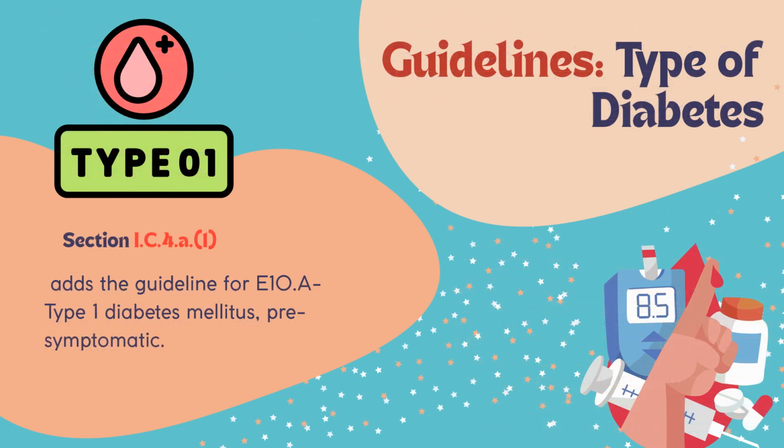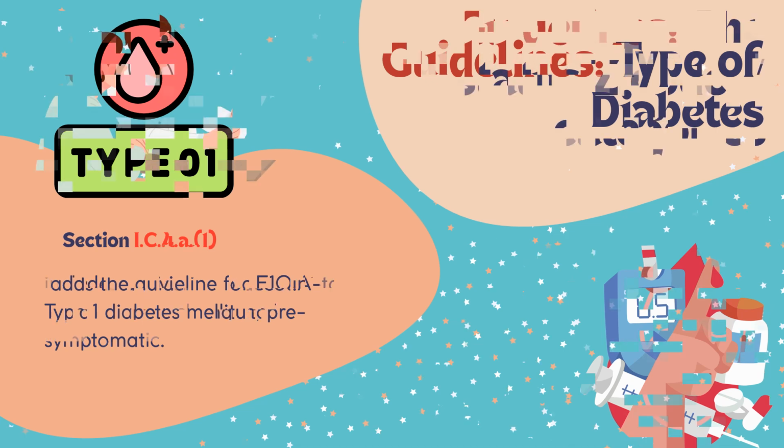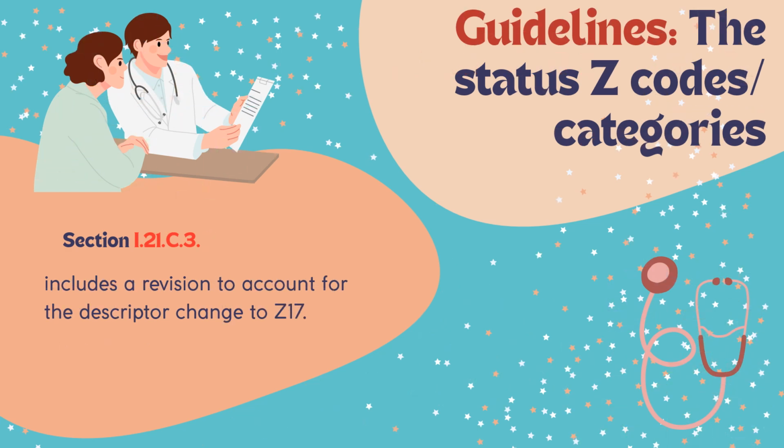Section I.C.4.a.1 adds the guideline for E10.A, type 1 diabetes mellitus, presymptomatic. This is assigned for early-stage type 1 diabetes that predates the onset of symptoms. Section I.C.21.c.3 includes a revision to account for the descriptor change to Z17. It now reads estrogen and other hormones and factors receptor status.